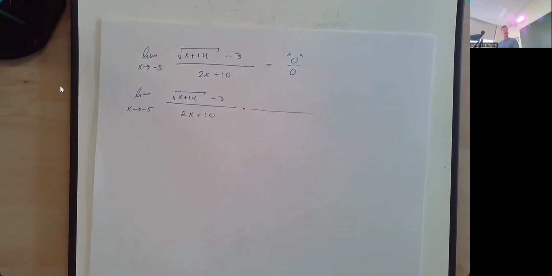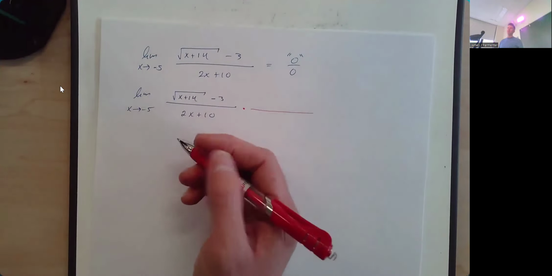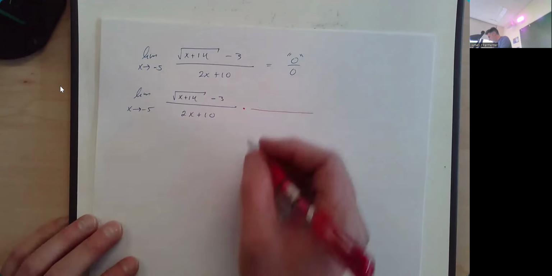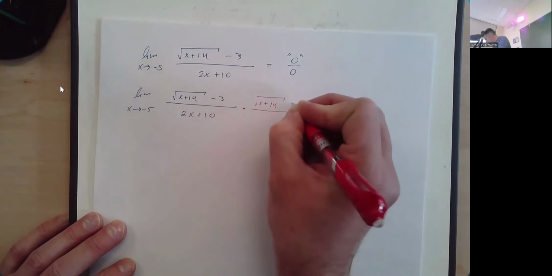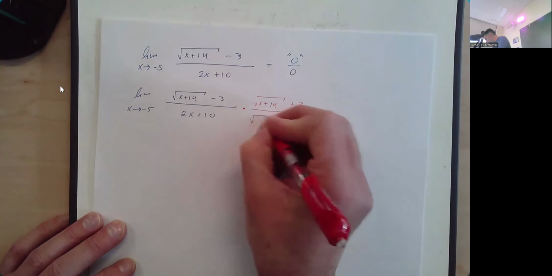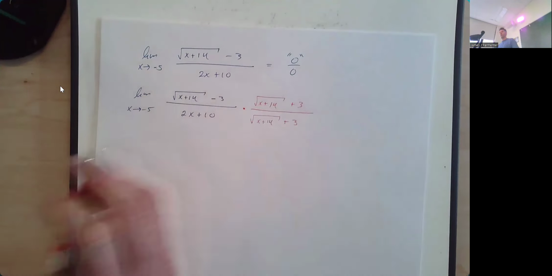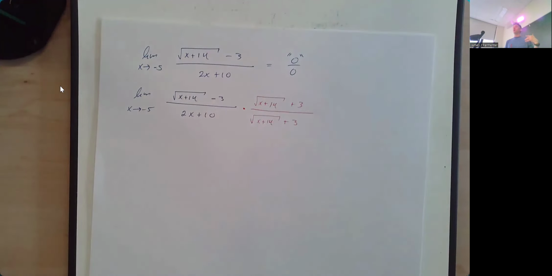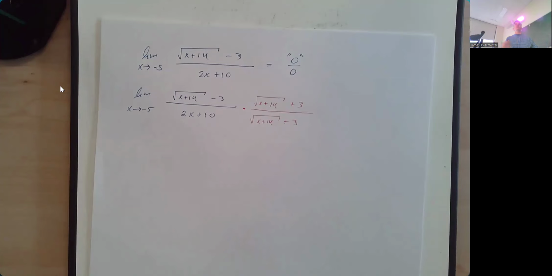Specifically, one that is the conjugate of the square root thing divided by the same. So I'm going to multiply by the square root of x plus 14 plus 3 over the same square root of x plus 14 plus 3. We're multiplying by the conjugate, specifically the conjugate of the root part. Technically, 2x minus 10 is also a conjugate. It's just the conjugate that we don't need.